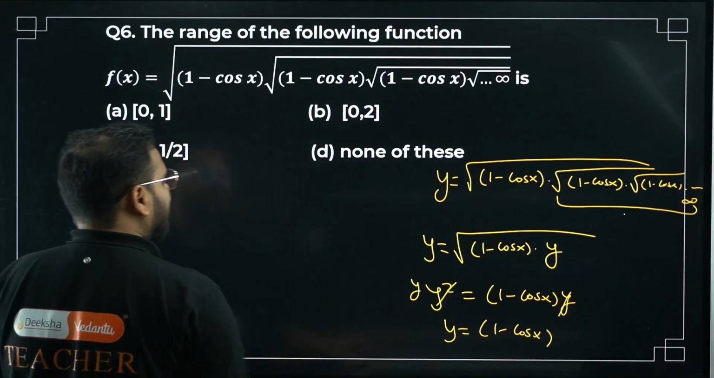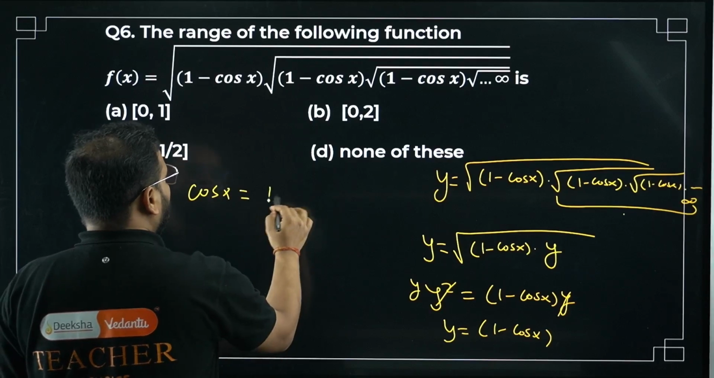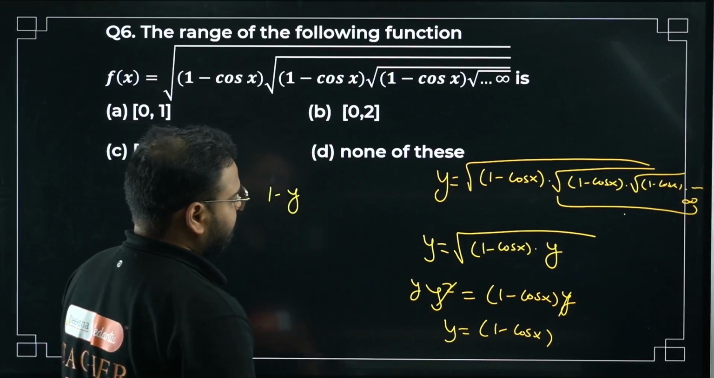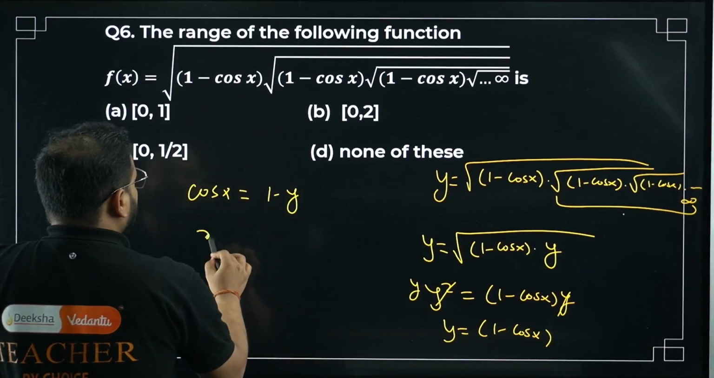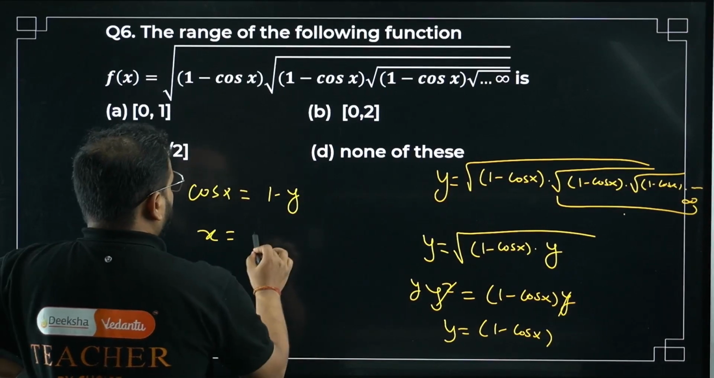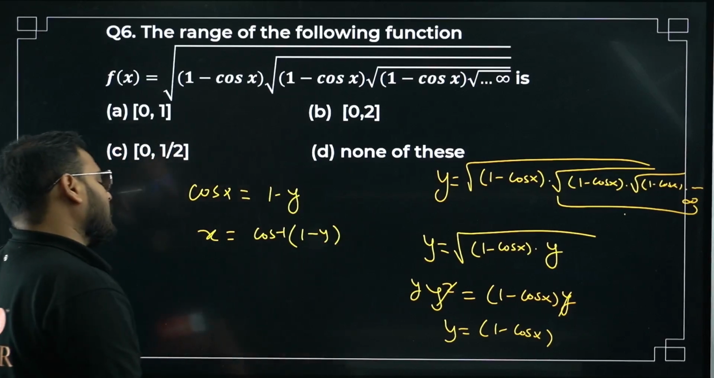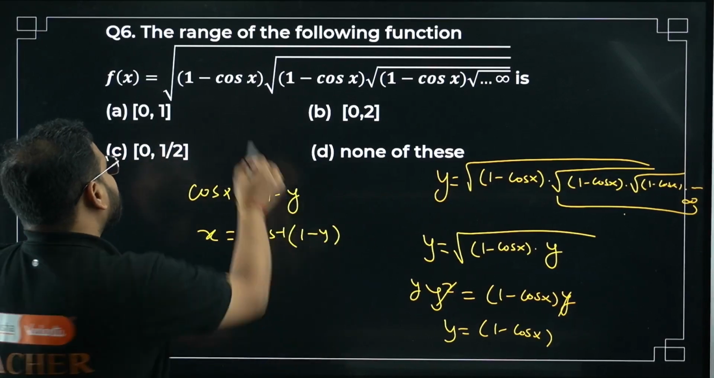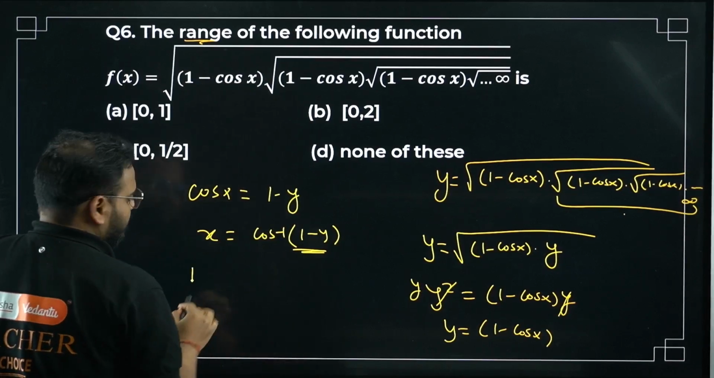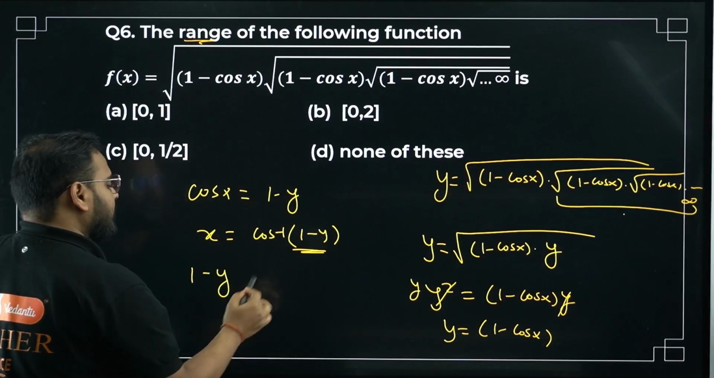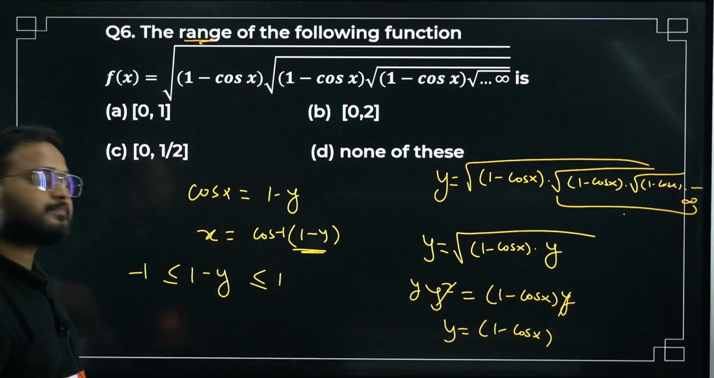Bring cos here and 1 that side. I'll get cos x equals 1 minus y, right? Cos x equals 1 minus y. Chaliye, so bachcha, I get what? X equals cos inverse of 1 minus y. Cos inverse of 1 minus y. We're looking for the range, right? We're looking for the value of y. Check this out. What will happen to cos inverse of 1 minus y? This will lie between minus 1 to 1, close brackets.